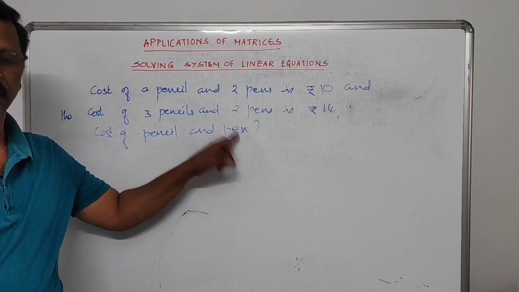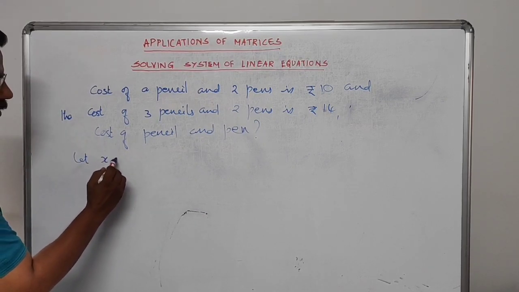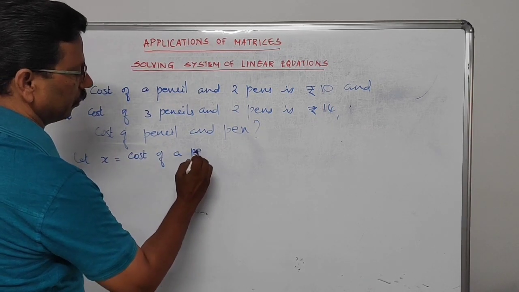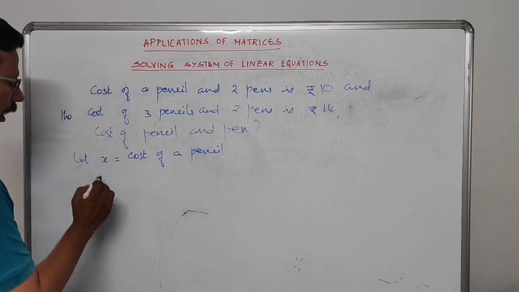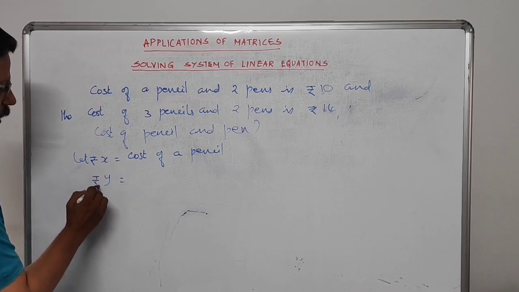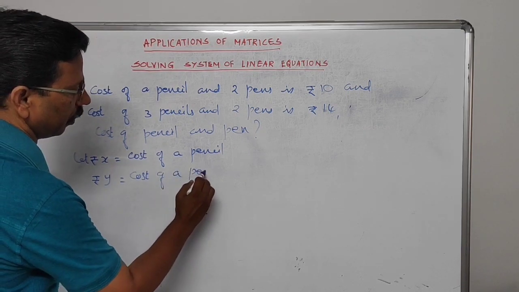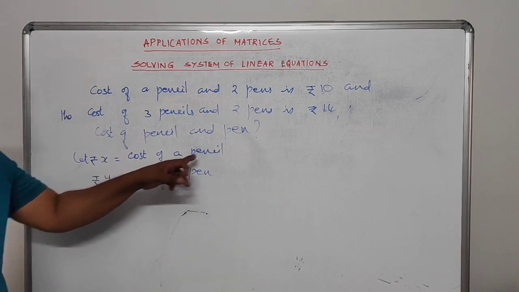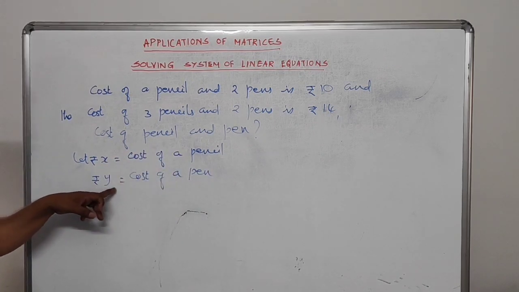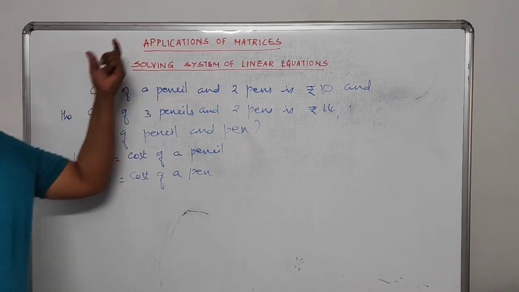These two are unknowns. Therefore, we can let x equal the cost of a pencil, and y equal the cost of a pen, in rupees. We don't know the cost of each pencil; we have taken it as x rupees, and the cost of each pen as y rupees. With the help of these unknowns, we can form equations based on the given data.